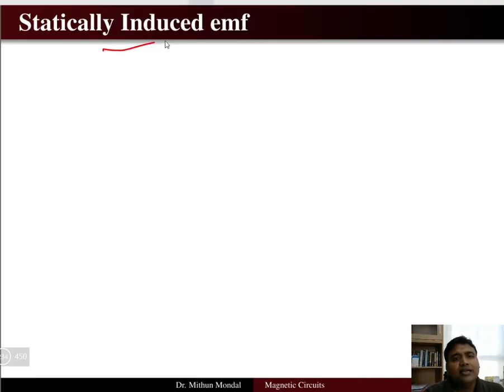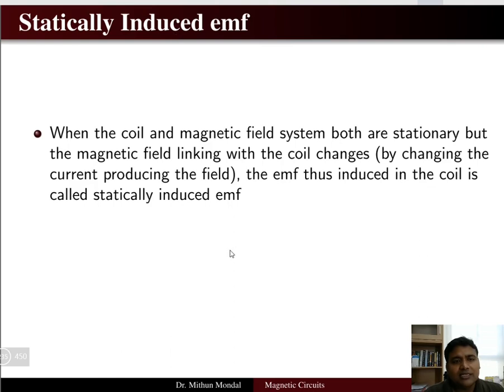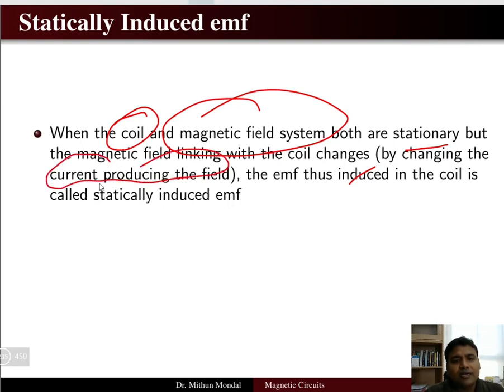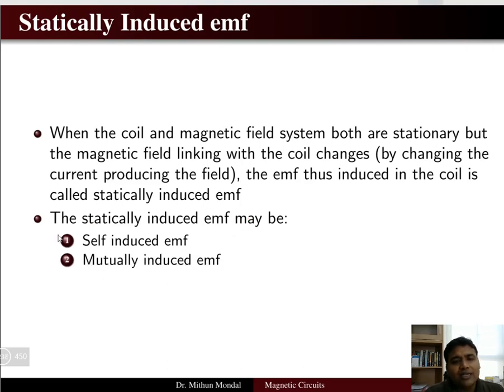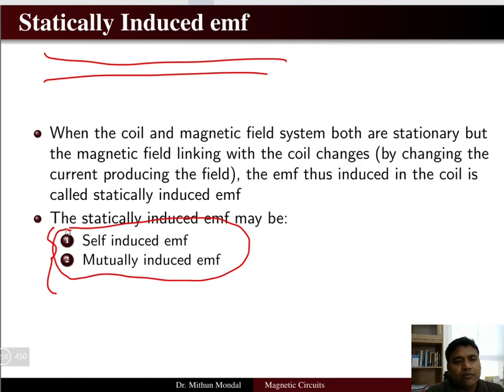Now statically induced EMF, let us see. So something is static. What is static? Both the coil and the magnetic field system are static in this case. They are not rotating. The only thing changing is basically the current. So the current is changing, and the EMF that is produced is known as statically induced EMF. The statically induced EMF may be either the self-induced EMF or the mutually induced EMF. So again, you can divide the statically induced EMF into two parts: one is known as self-induced EMF, and the other is known as mutually induced EMF.